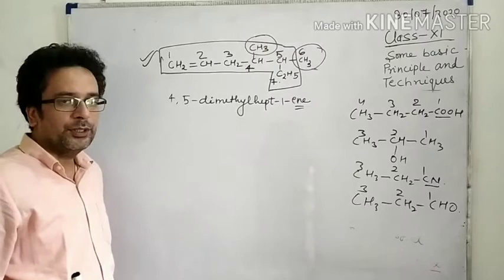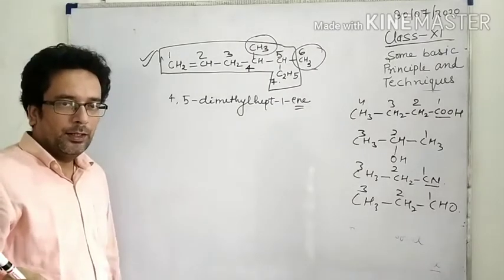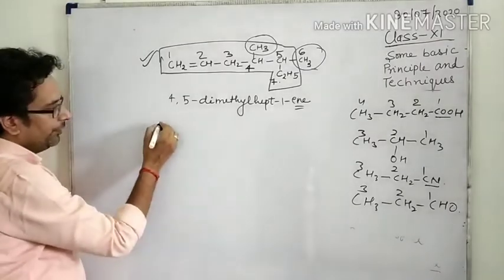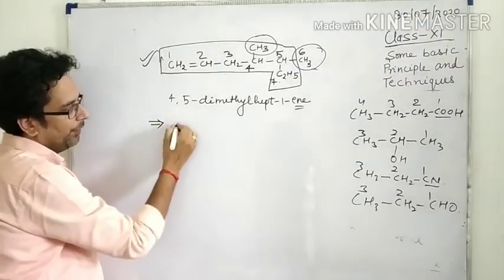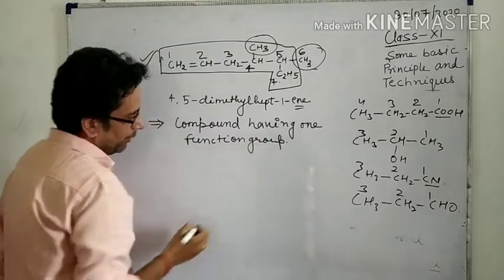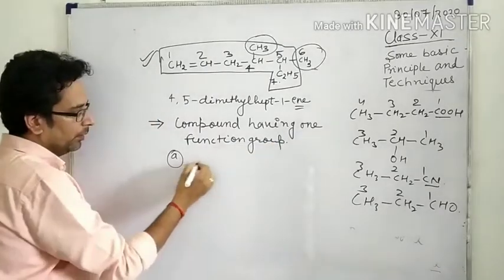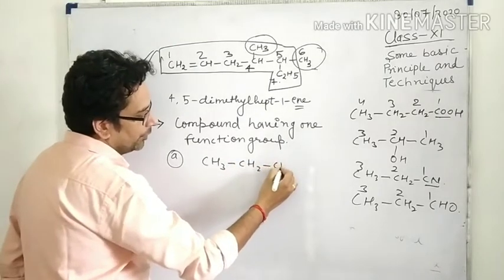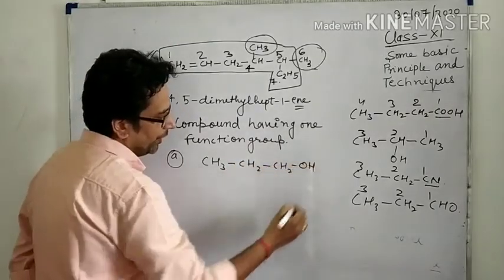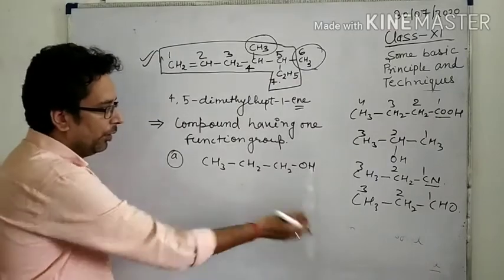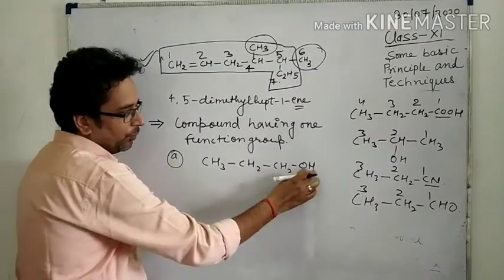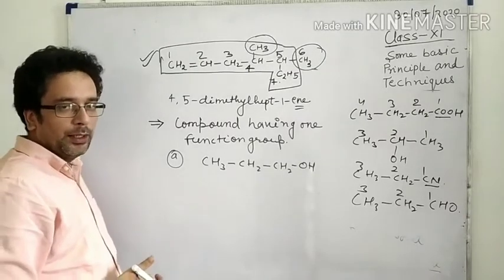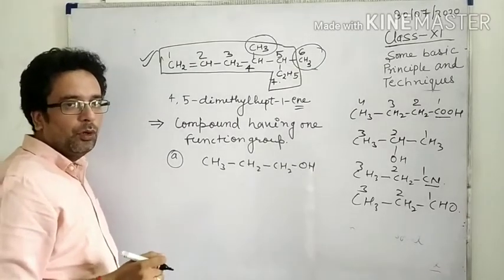Now next going to discuss naming of organic compound having one functional group. Okay, now first example, CH3 CH2 CH2 OH. Now which functional group is present? OH. OH means alcohol. So what is the IUPAC name of alcohol? Alkane minus E plus OL.